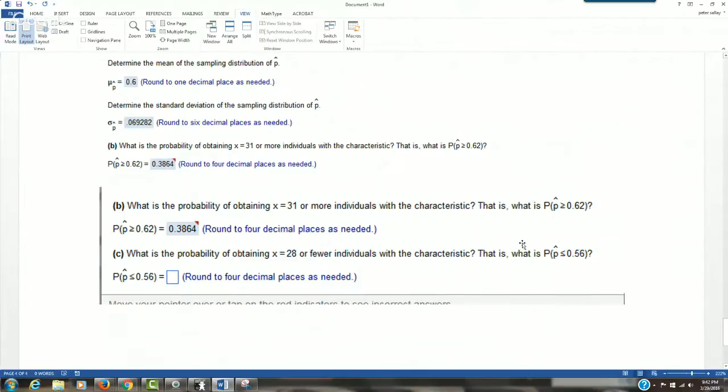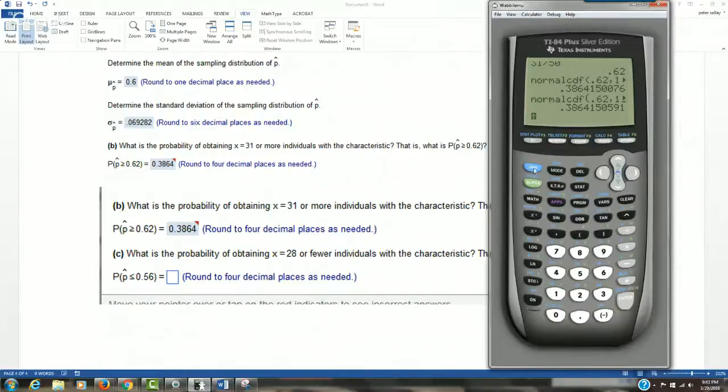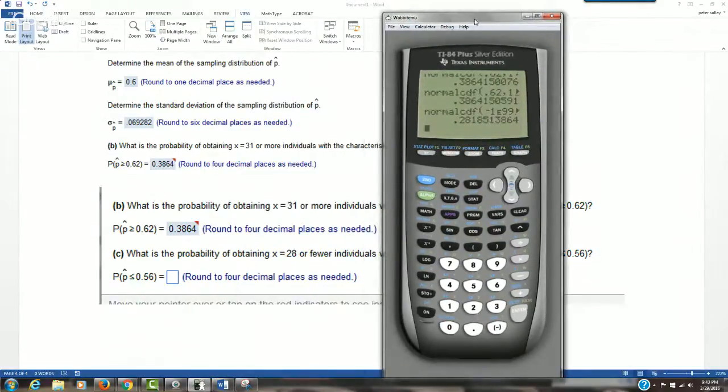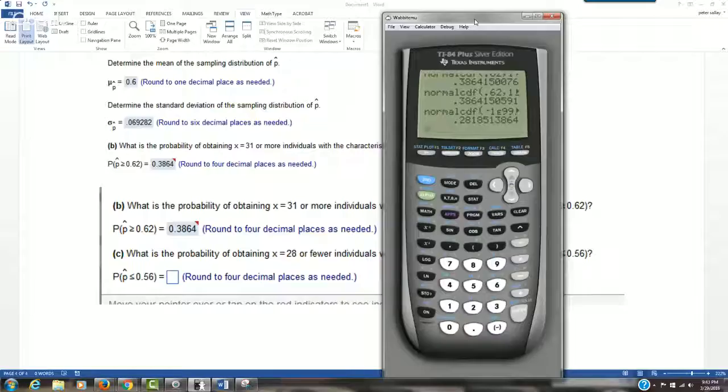So looking at the probability of it being less than 0.56, go to norm CDF. Our lower is going to be negative infinity, and our upper is 0.56. Then everything else stays the same from the last time. So let's see, 0.2819. That's what it looks like.